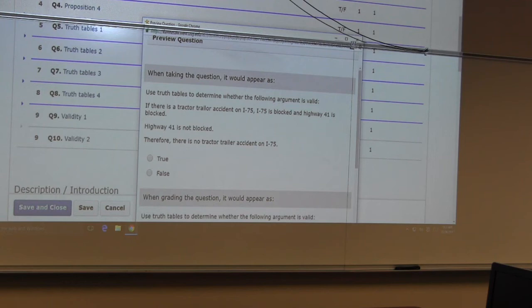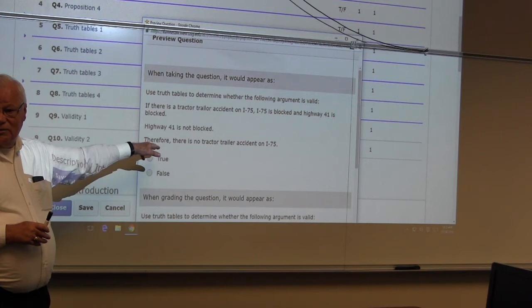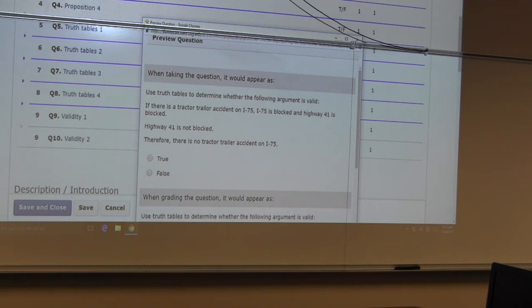So what's our conclusion? There's no tractor-trailer accident on I-75. So A must be false on both of those rows, correct? And as I look at them, coming across, no accident, no accident. Therefore, that argument is valid. Okay? Now, let's think about it. It really has nothing to do with I-75 being blocked, by the way, does it? We could have left that one off, but because we want to look at everything, we didn't do that.